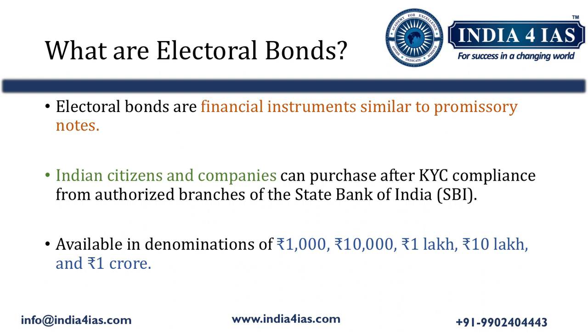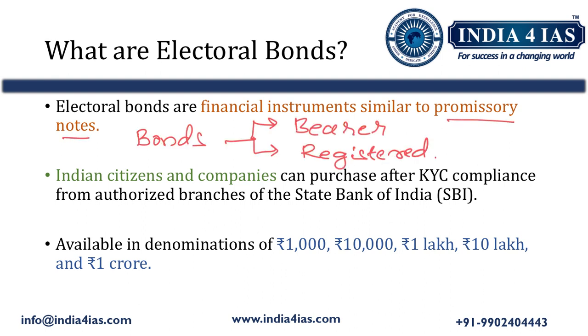Now we will understand what are electoral bonds. Electoral bonds are financial instruments and they are similar to promissory notes, also called bearer bonds. There are two kinds of bonds. One is bearer bond, another one is registered bond. In case of registered bond, the money can be encashed only by the person in whose name the bond is registered. Whereas in case of bearer bond, whoever holds the bond can encash the money. In the same way, electoral bonds are bearer bonds, and whichever political party holds that bond, that party can encash the money associated with that electoral bond.